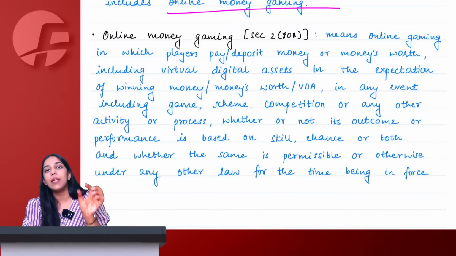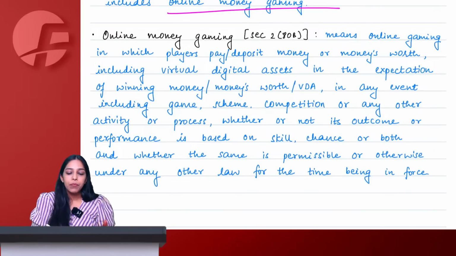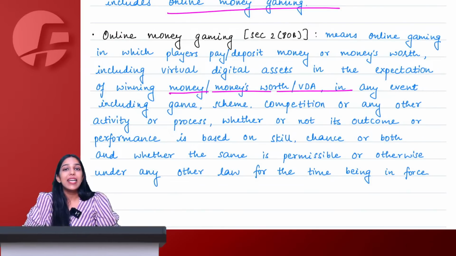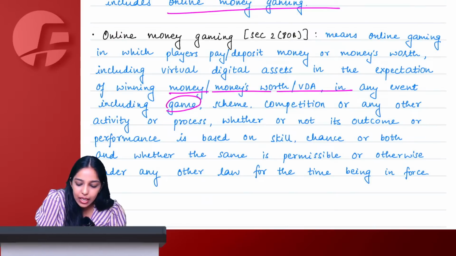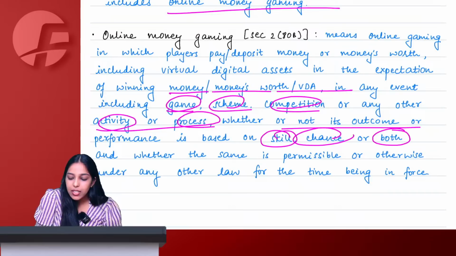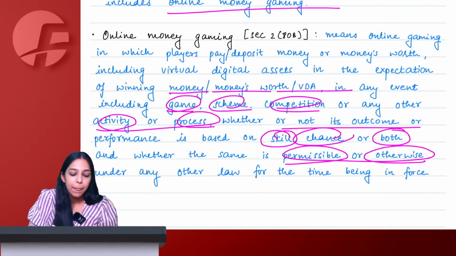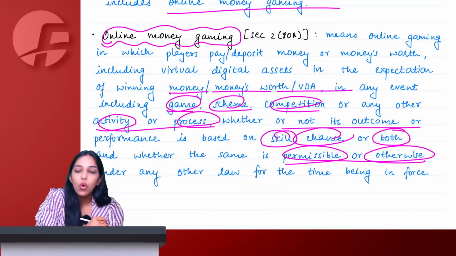If at all you are depositing any money's worth or virtual digital asset in the expectation to win money's worth or virtual digital asset, you might name it a game, scheme, competition, activity, process, whether it is based on skill, chance, or both, whether it is permissible or not permissible, doesn't matter for us. Everything is online money gaming only.